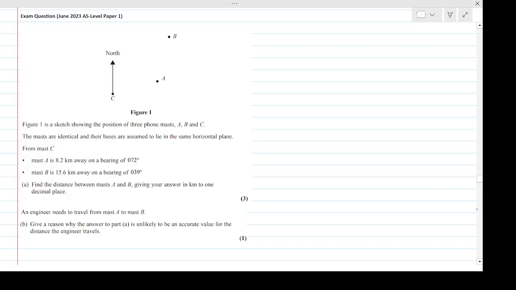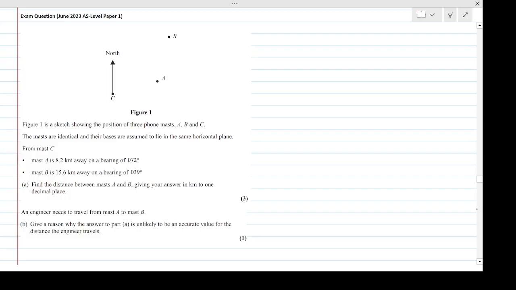It says figure 1 is a sketch showing the position of three phone masts A, B and C. The masts are identical and their bases are assumed to be in the same horizontal plane. From mast C, mast A is 8.2 kilometres away on the bearing of 72, and mast B is 15.6 kilometres away on a bearing of 39. Find the distance between mast A and B.